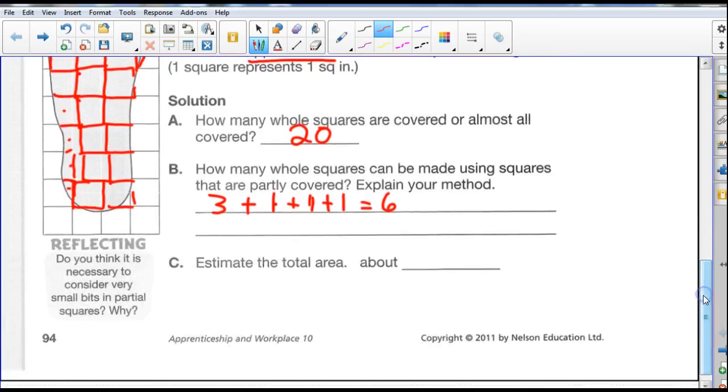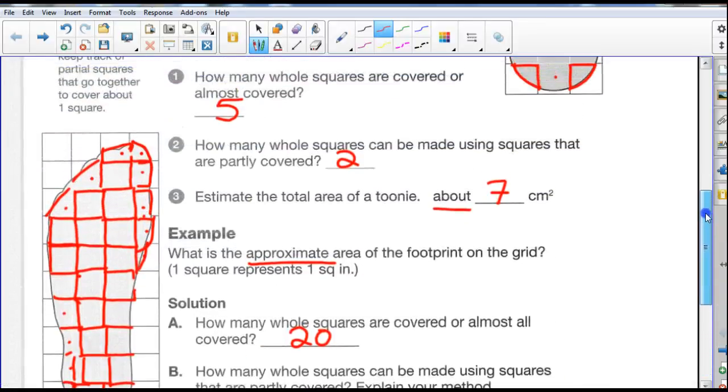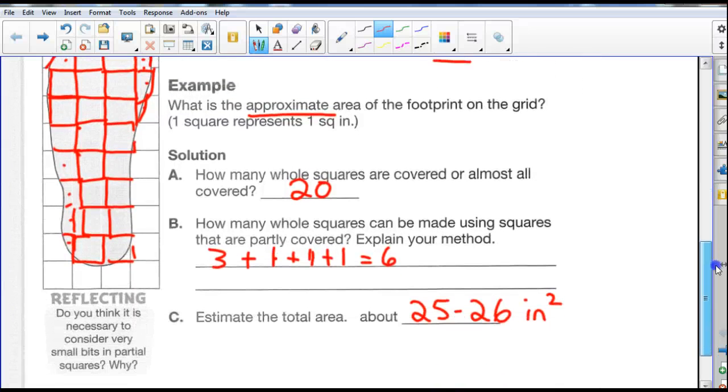So we could probably say that when we're estimating the area, 20 plus 6 is about 25 to 26 square inches, or inches squared. Okay, that's just by estimating. Why do you think it's necessary to consider very small bits and partial squares? Well, if we're estimating and we've got a whole bunch of partial bits, you can add them up maybe to form one. But if they're really tiny and small, it's not really that necessary to do it. Okay, because we're getting an approximate measurement here, not an exact measurement.